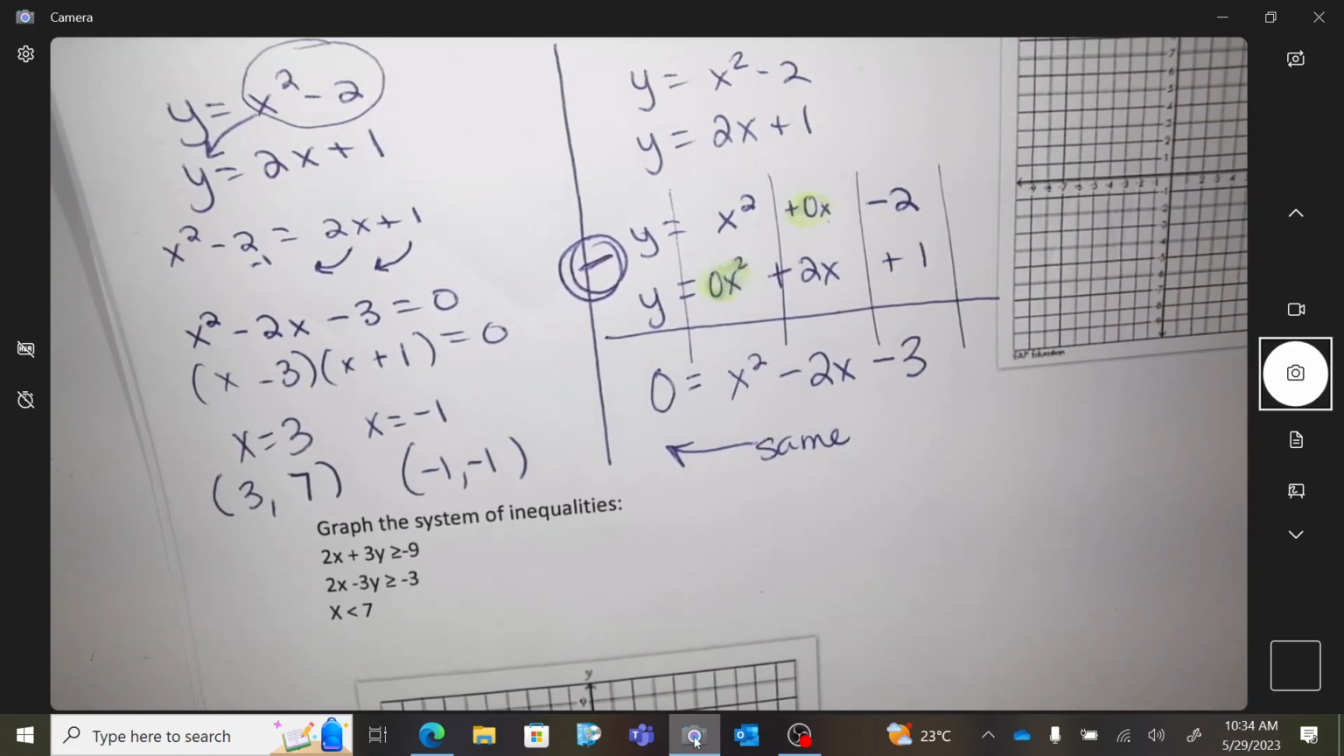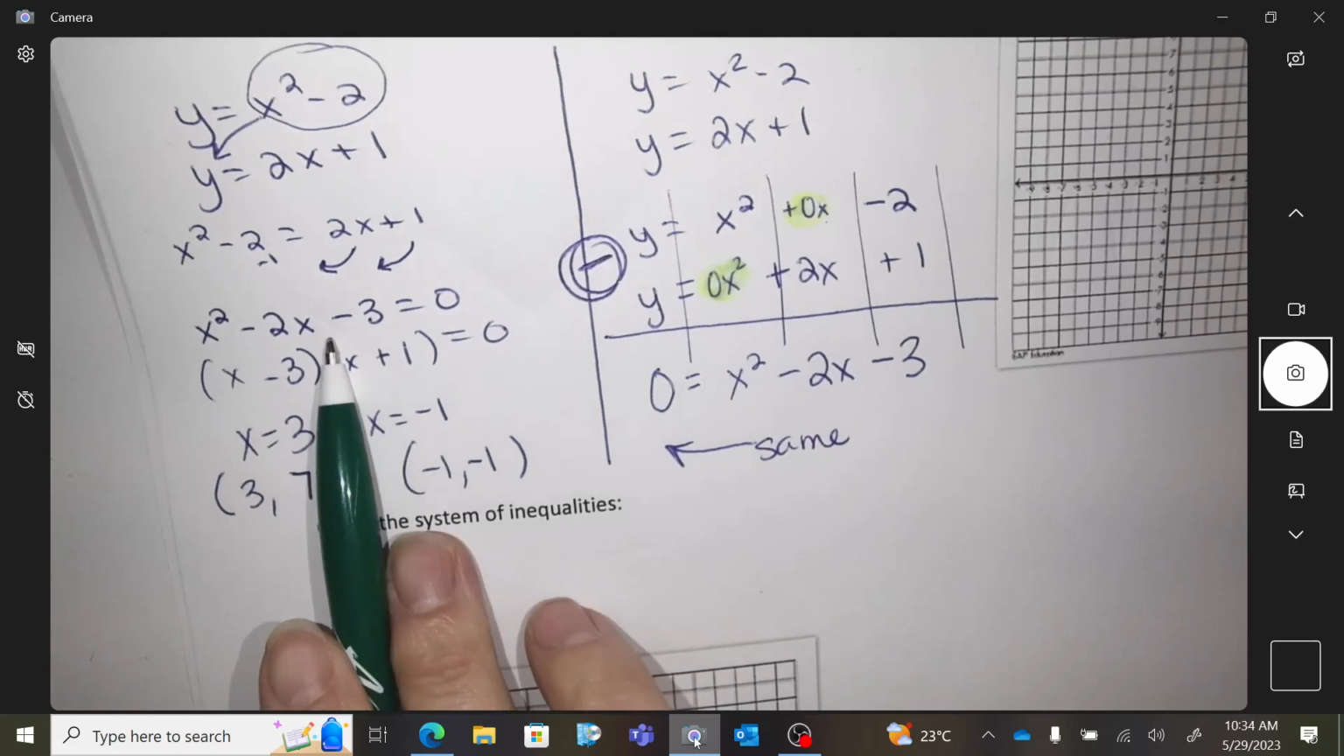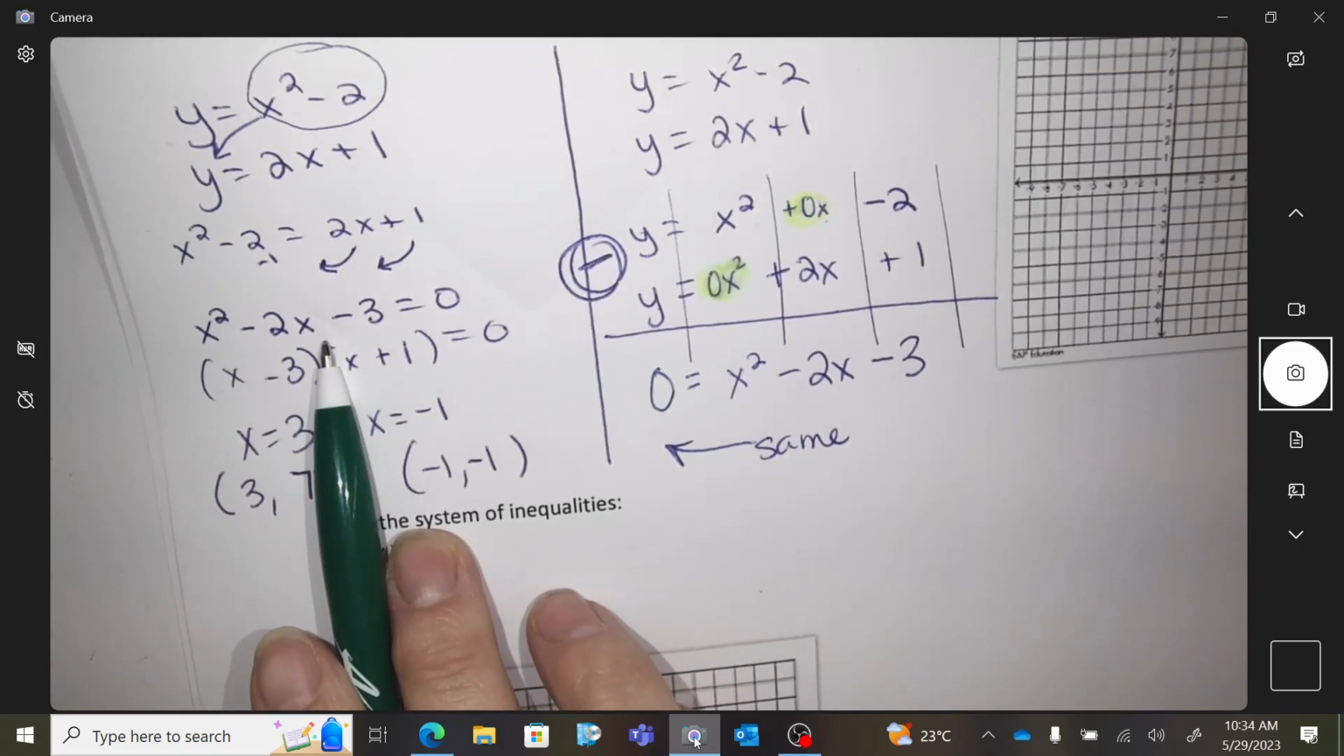Okay, we're not going to go anymore because look at that. We got to the same spot here, just as a different method.